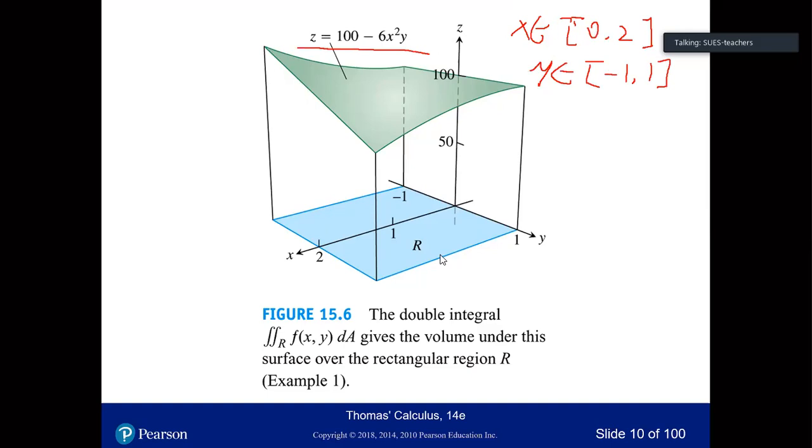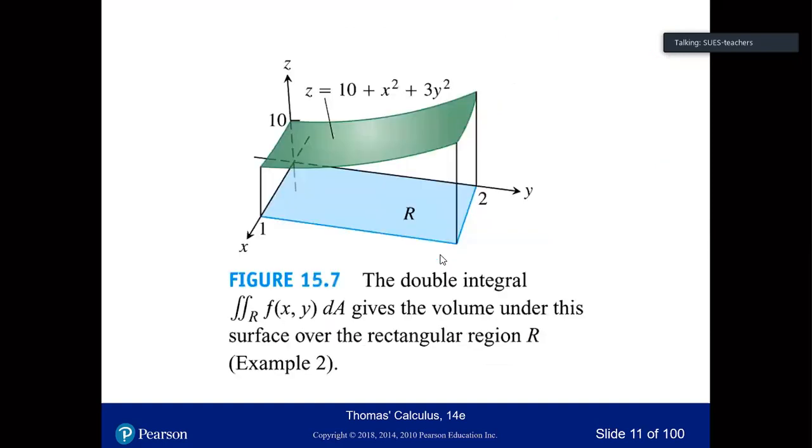The value is just the green surface. When you are trying to calculate the volume, what the integral does is get the volume here. This just gives you a concept of what integral we do.